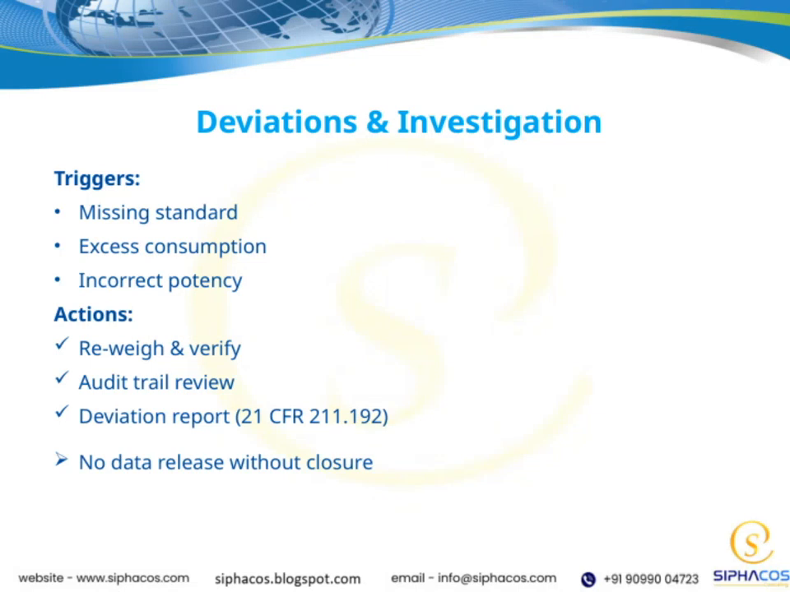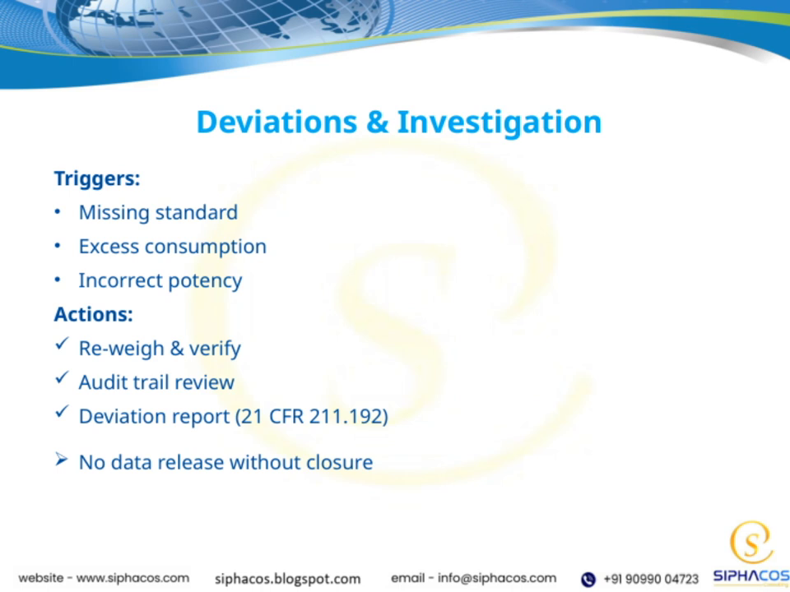Let's talk about deviations and investigations. When we encounter deviations, there are specific triggers we look out for, such as missing standards, excess consumption, or incorrect potency. These are key indicators that something may be off in our process. When such triggers occur, our actions are crucial.